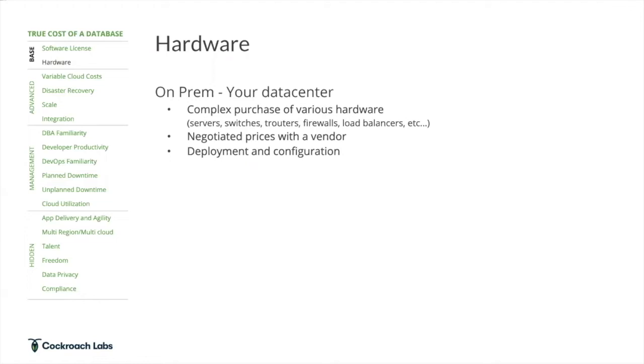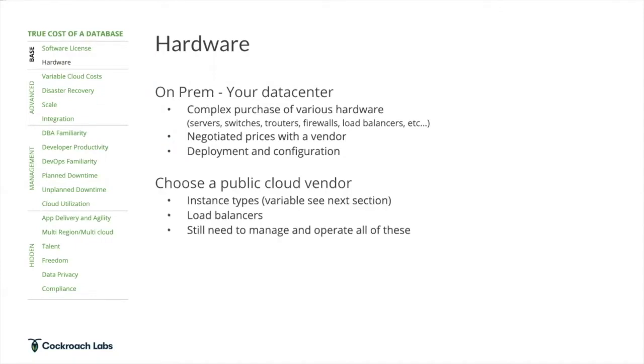You're negotiating prices with a vendor. It could be a cloud provider, or it's your own on-prem. There are lots of different ways to do that, but you're still tasked with deploying and configuring these things. Now, when you choose a public cloud provider, you're basically choosing instance types, and you are negotiating prices with that vendor. Some organizations have economies of scale because they have huge brands that a public cloud provider would want, but you still need things like load balancers, and there are certain application-specific things you have to think about when you think about the hardware, especially in the context of a database.